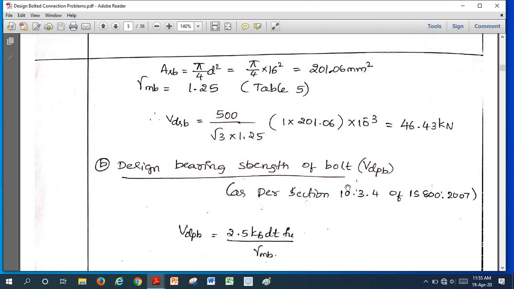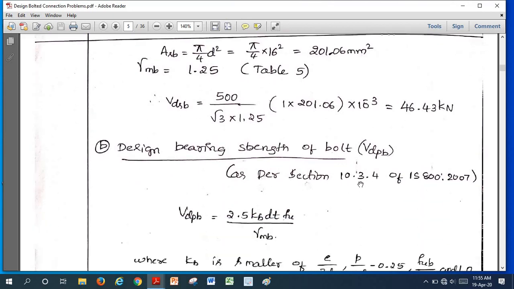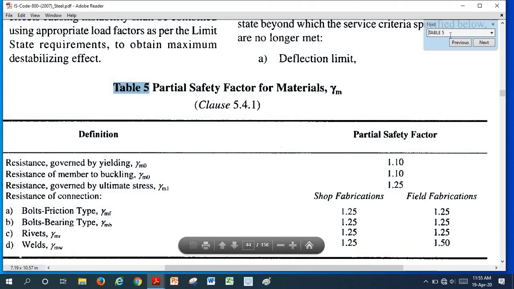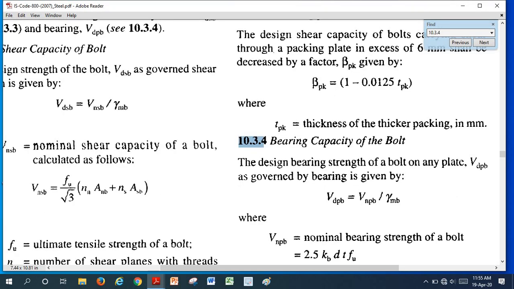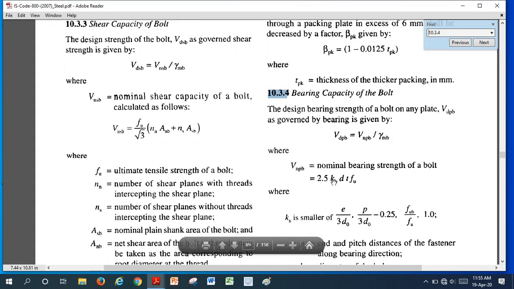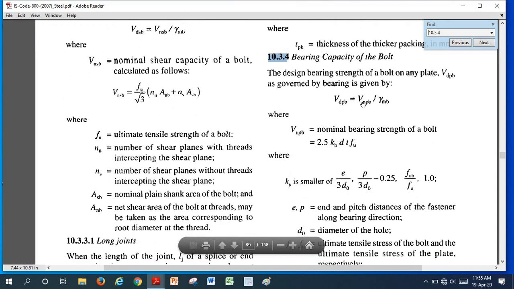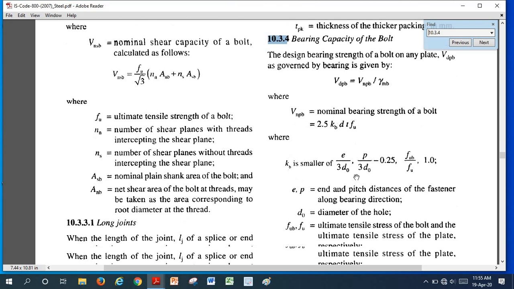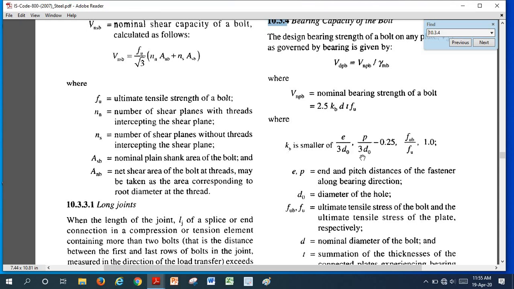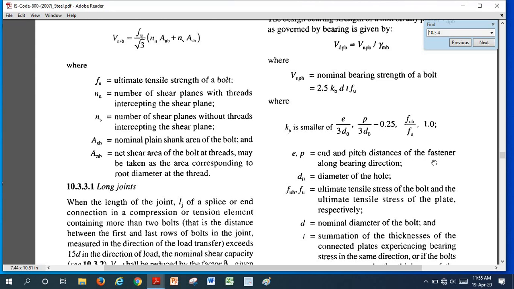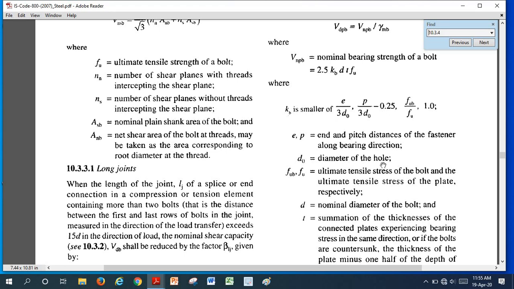Now, coming to the design bearing strength of a bolt, we should calculate according to 10.3.4 of IS 800-2007. This is the bearing capacity of a bolt. This is the formula: Vdpb equals Vnpb by gamma mb. Vnpb is 2.5 kb d t fu. This is the nominal bearing capacity of a bolt, where kb is the smaller of e by 3d0, p by 3d0 minus 0.25, fub by fu, and 1.0, where e and p are the end and pitch distances of the fastener, that is the bolt, along the bearing direction, the force direction. d0 is the diameter of the bolt hole.